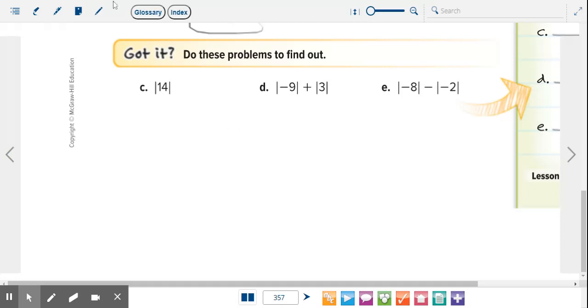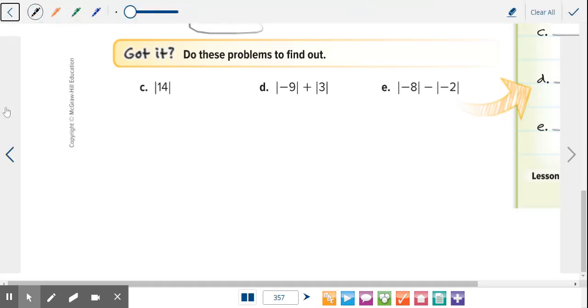All right, let's look at this. So letter C, we have the absolute value of 14. So what's the absolute value of 14? 14.